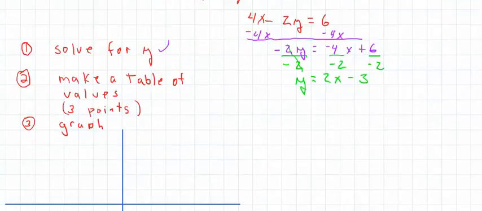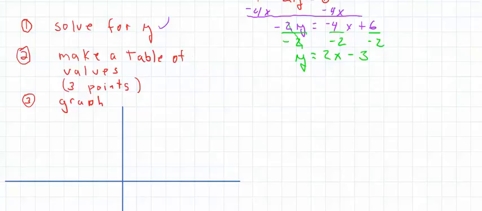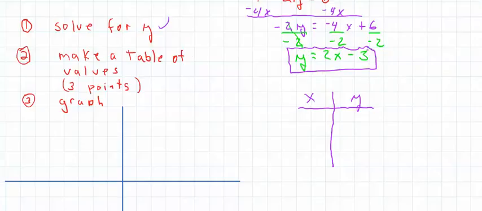Now, I make a table of values. A table of values is nothing more than an XY chart. I pick 3 values for x and solve for y using this equation right here. Always use 0, always use a positive, and always use a negative.